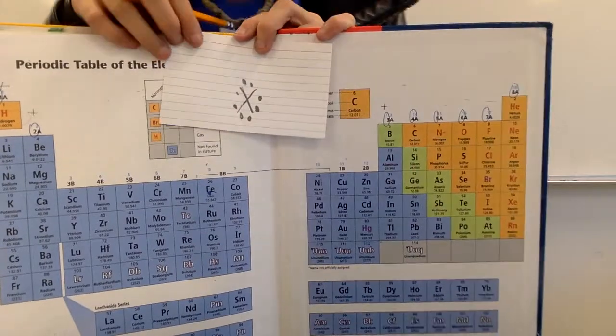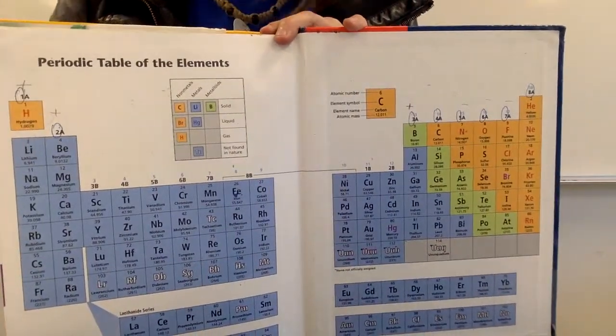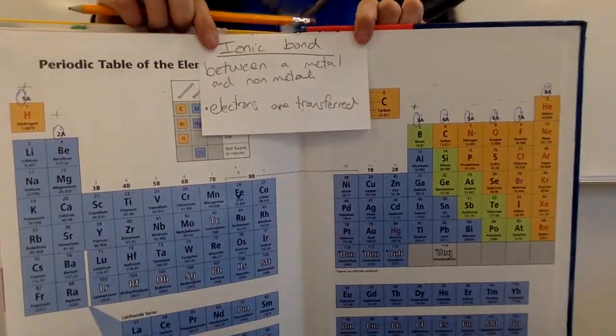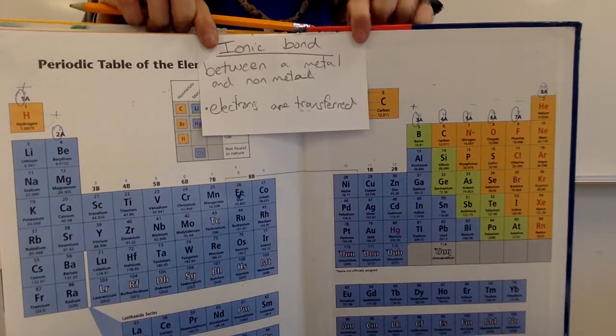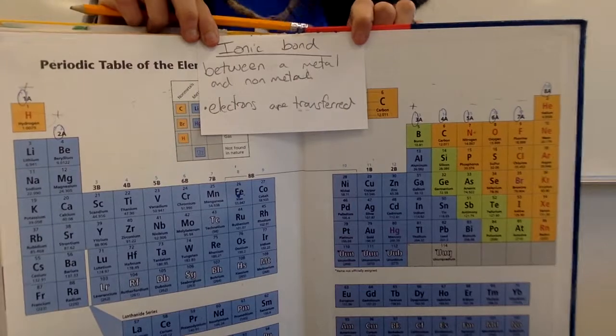So how does it do that? There are 2 ways it can do that. It can form an ionic bond, and an ionic bond is a bond between a metal and a nonmetal. In this bond, electrons are transferred. So somebody loses an electron, somebody gains it.